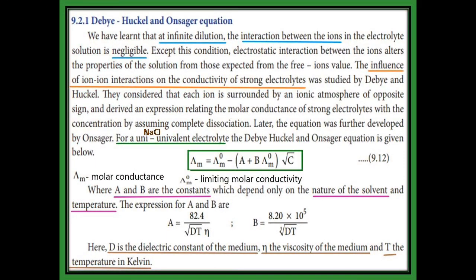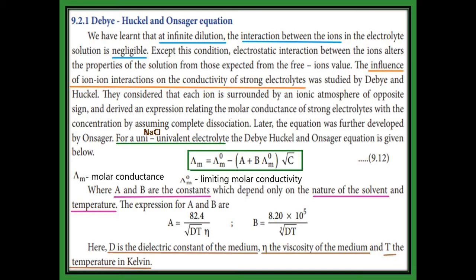When water is added to an electrolyte, it is fully dissociated and the interaction between the ions is negligible. Some scientists, Debye and Hückel, studied the influence of ionic interaction on the conductivity of strong electrolytes. They considered that each ion is surrounded by an ionic atmosphere of opposite sign, and the molar conductance of the strong electrolyte with concentration, they assumed complete dissociation. Strong electrolyte means we know that it is completely dissociated.